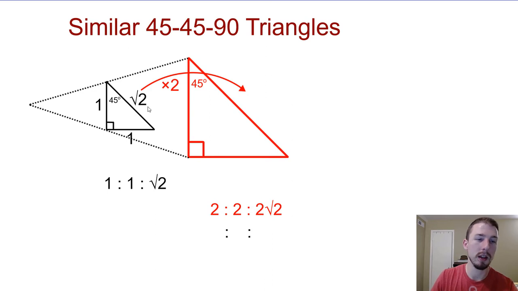Pretty exciting. So if we want to scale this one up by a scale factor of 2, then the radical 2 is just going to become 2 radical 2, right?